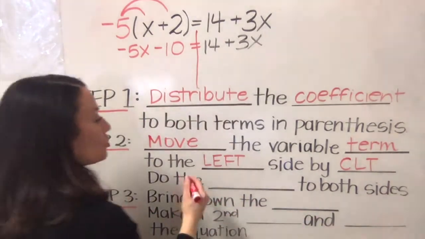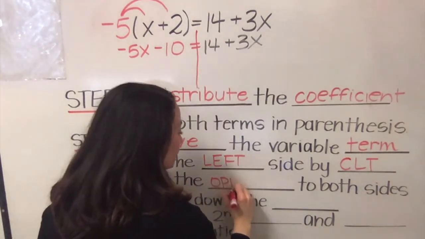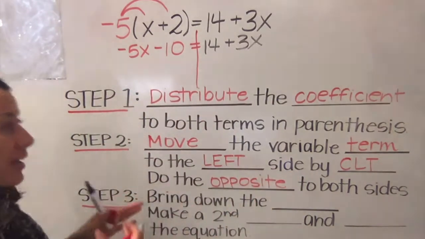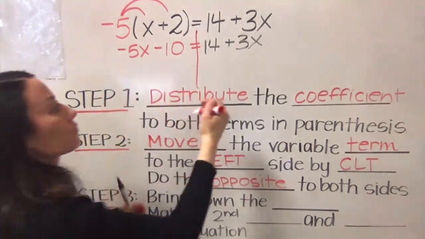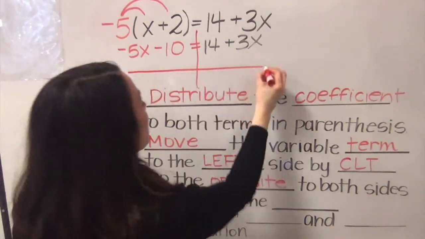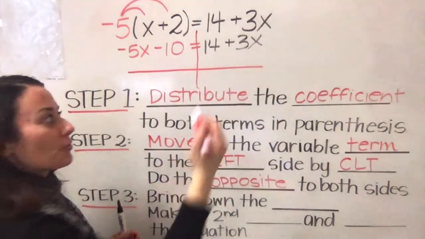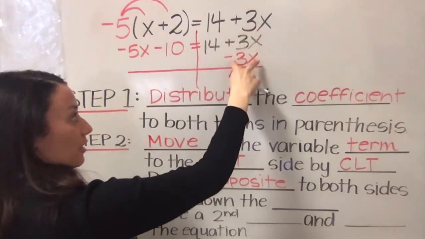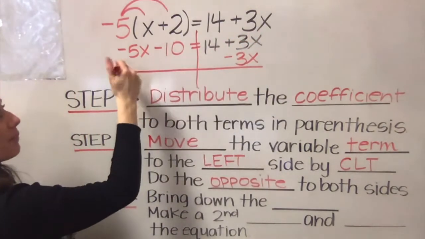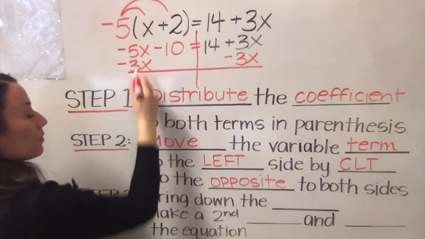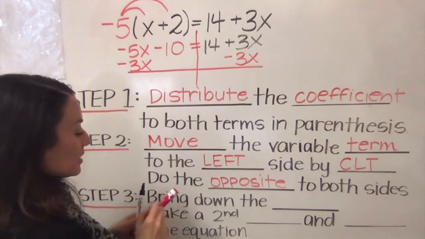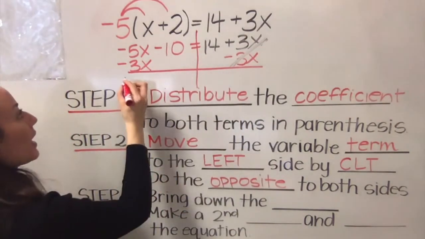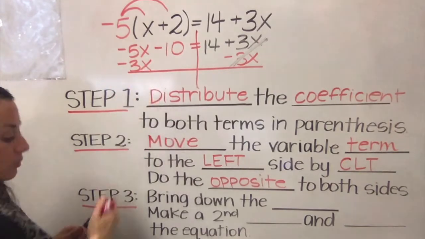We do that by doing the opposite to both sides. And when I say opposite, I'm talking about addition or subtraction, right? So I'm going to make my first t here. And what is the opposite of positive 3x? It's -3x. Now we're going to line them up underneath the variable terms. So over here and also line it up under that -5x. Great. A -3x and a positive 3x makes 0, and then we are going to bring down, and then we're going to work with these variable terms.